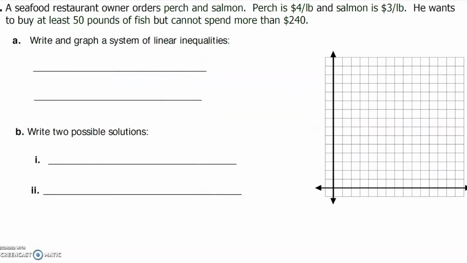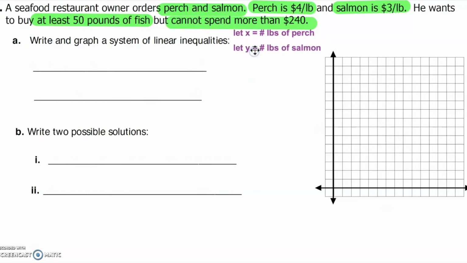Next, we have a seafood restaurant owner who orders perch and salmon. Perch is $4 a pound and salmon is $3 a pound. He wants to buy at least 50 pounds of fish, but cannot spend more than $240. So we're going to let x equal our pounds of perch and y equal our pounds of salmon, which means my x-axis is going to be pounds of perch, my y-axis is going to be pounds of salmon.